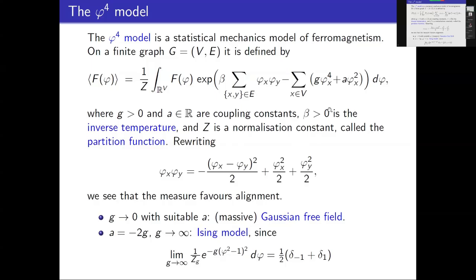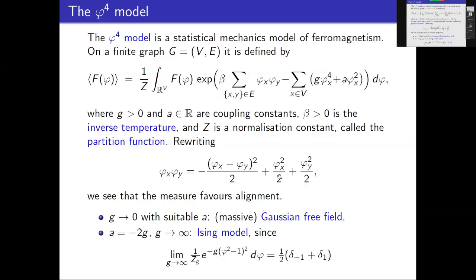In this talk, we will always assume that β is positive. This means that we are in what we call the ferromagnetic case. If you have two neighboring spins, they tend to align with each other; they tend to take values that are close to each other. Perhaps one way of seeing this is by writing φ_x φ_y in this way. Here you see the square of the difference, so you are penalizing large differences. That's why neighbors tend to be close to each other. Okay, so that's the definition of the model.